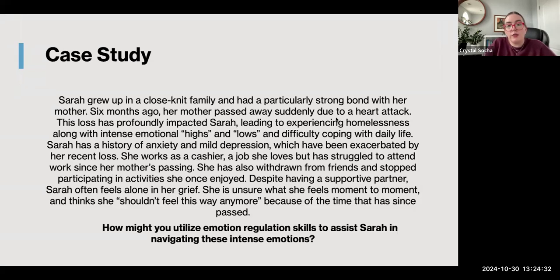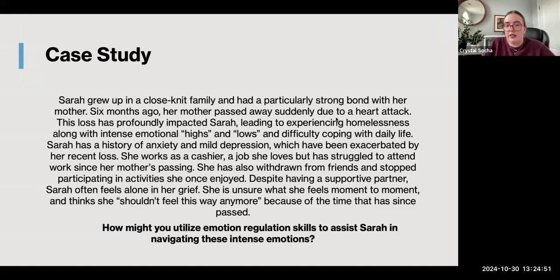She has also withdrawn from friends and stopped participating in activities she once enjoyed. Despite having a supportive partner, Sarah often feels alone in her grief. She's unsure what she feels moment to moment and thinks she "shouldn't feel this way anymore" because of the time that has since passed.